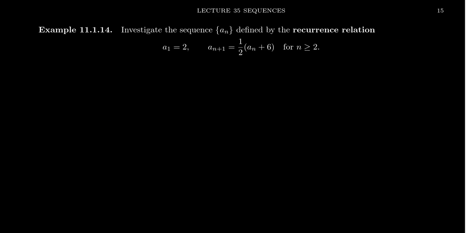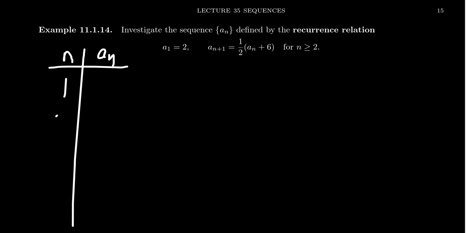Let's investigate the sequence a sub n that's determined by the recursive relationship that the base case is a1 equals 2. So that's where it's going to start off. And then we have the relationship that the next term in the sequence, a sub n plus 1, will equal (1/2)(a sub n plus 6) whenever n is greater than or equal to 2. So if you look at the first couple of terms of the sequence, we'll build a chart here. So we have n and a sub n. So 1, 2, 3, 4, 5, 6. And that's oftentimes enough to see the pattern here.